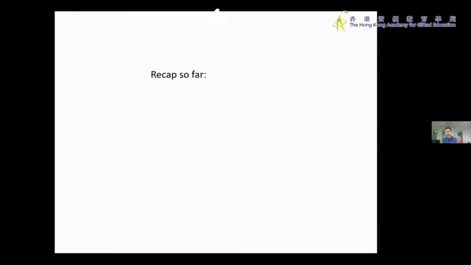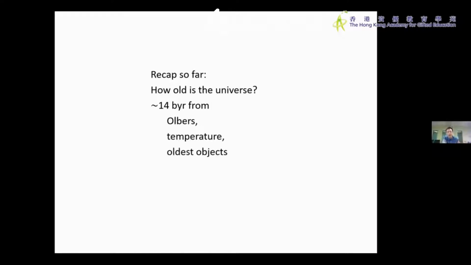As a quick recap, how old is our universe? About 14 billion years. That can be obtained from Olbers' paradox, from the temperature of our universe, and from the oldest objects in our universe. And at this point, you may ask me the question: how large is our universe?